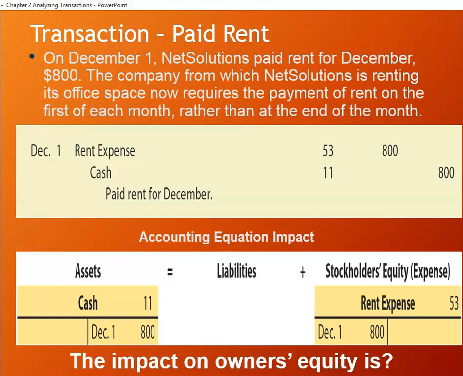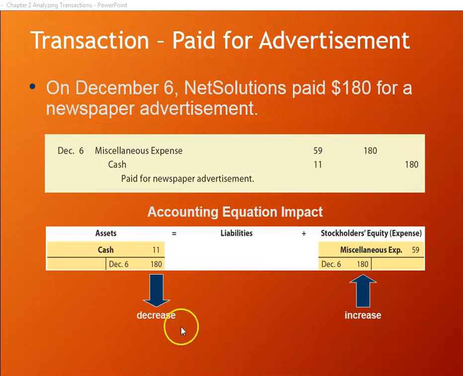What do we have here? The impact on owner's equity is, well, it's going to go down because we have reduced assets, but we haven't reduced any liabilities. So when an asset is reduced and there's no corresponding reduction to liabilities, stockholders' equity, in fact, does go down. Okay? Well, let's see here. What's going on?